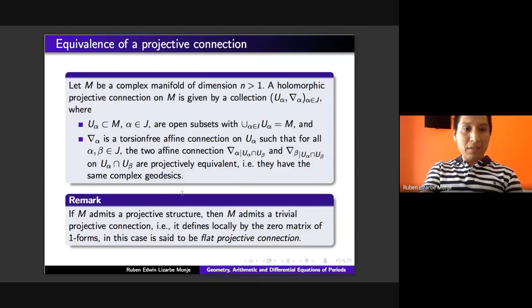The remark is, if M admits a projective structure, then M admits a trivial projective connection, defined locally by the zero matrix of one-forms. In this case, it is said to be a flat projective connection.